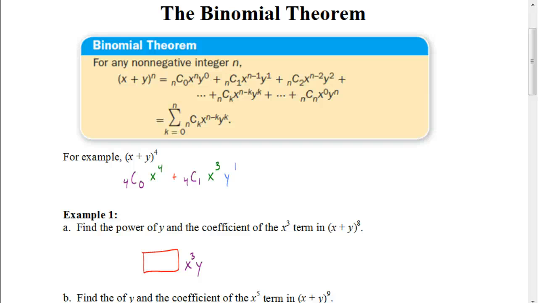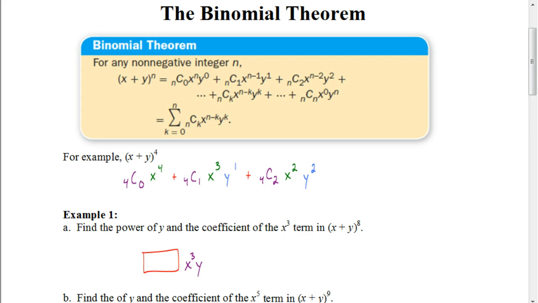Our y is going to increase now to be an exponent of 1. Let's look at the next term. So the next term would be 4 choose 2 for the coefficient. And your exponent for the x, remember, is decreasing. So this is going to go from 3 now down to 2, so it'll be x squared. Our y exponent is increasing, so it's going to go up to being y squared.